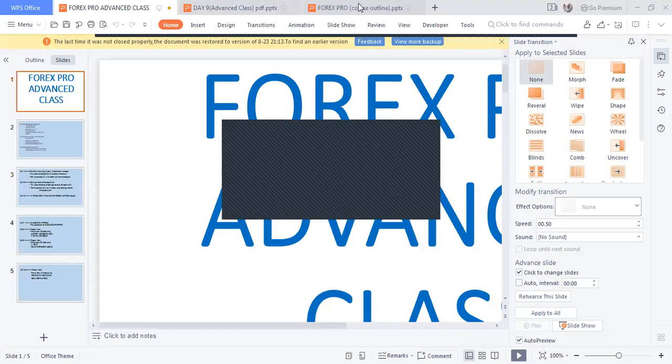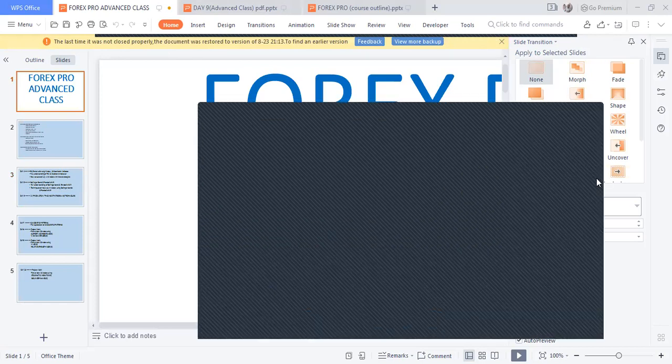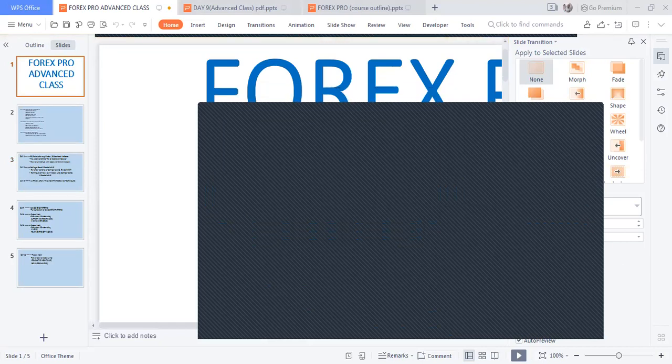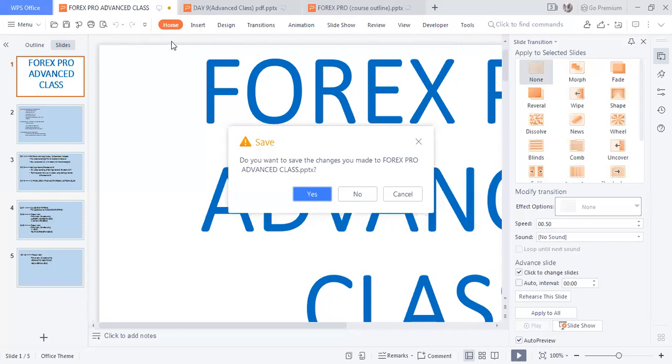Now, a pip is simply known as what? Point in percentage. And it is the smallest price change in the forex market. I repeat, a pip is what? The smallest price change, the slightest change in the forex market. Now, if you have something like 0.0001, that's a very good example for a pip.